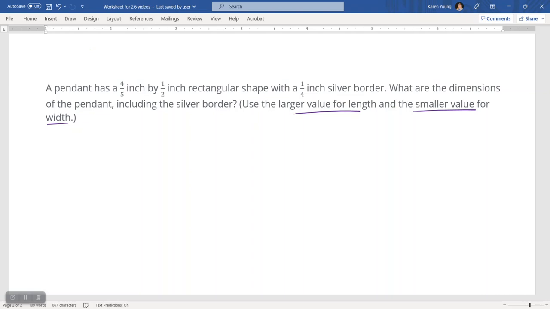All right, so which is smaller, 4/5 or 1/2? 4/5 is almost a whole, right?